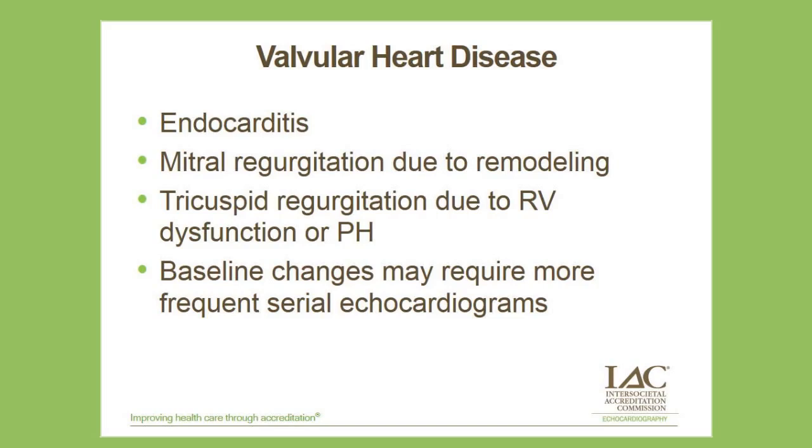So if our patient presents with mitral regurgitation initially or develops it throughout the course of treatment, we would want to assess the amount of regurgitation. Also with tricuspid regurgitation that can occur with RV dysfunction or pulmonary hypertension, we would want to assess that as well. And just remember, if there's any baseline changes, this may require more frequent echocardiograms for those patients.